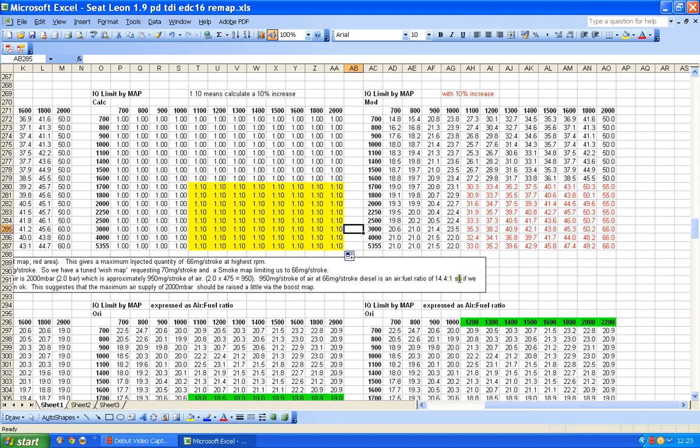Now the thing is, is 950 milligrams per stroke of air enough to burn 66 milligrams of fuel? Well, I've made a note here to remind myself to keep going back to a calculator. That would give us an air-fuel ratio of roughly 14.4 to 1. That's doable, but the car would probably smoke, and we are wasting fuel in the sense that we are burning the fuel still, but we're not getting the power from it because there's not enough air.